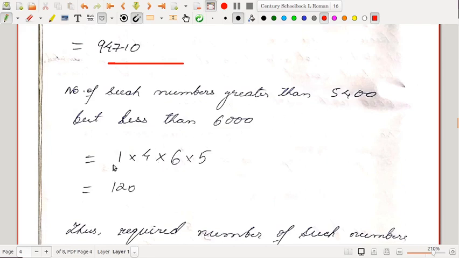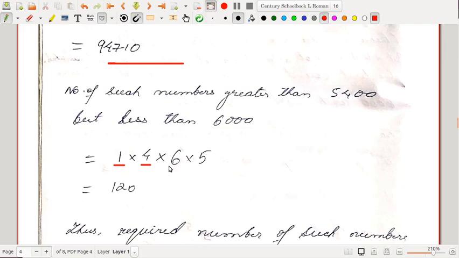The first place can be filled in one way only, because only 5 can be placed. Any number less than 6000 and greater than 5400 will begin with 5, right? For the second place, how many options are there? 4 cannot be placed, 3 cannot be placed, 1 cannot be placed, 2 cannot be placed, 0 also cannot be placed. So what numbers can we place in the second place? We can place 4, that's not a problem. We can place 6, we cannot place 5. 4 can be placed, 6 can be placed, 7 cannot be placed, 8 can be placed, 9 can be placed. So for the second place there are 4 options.